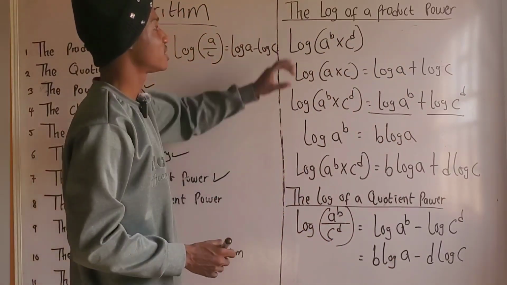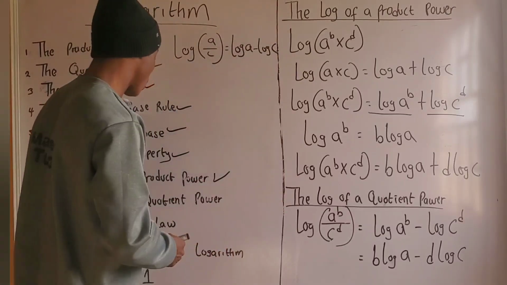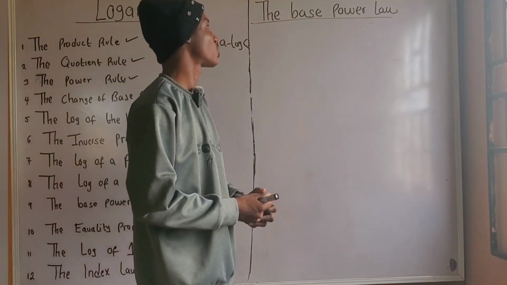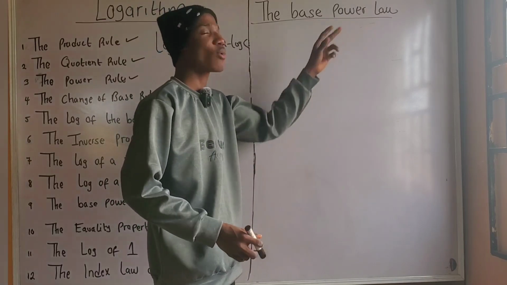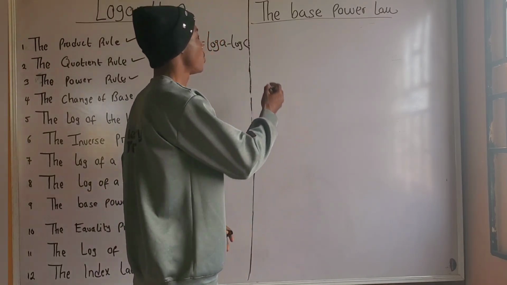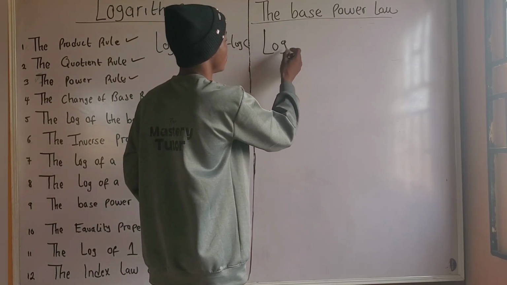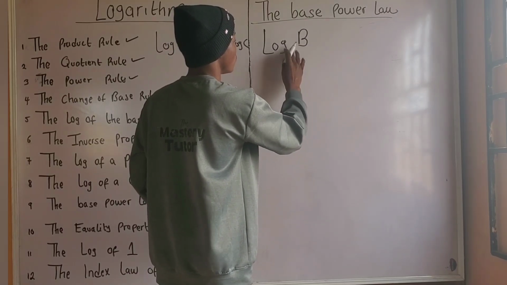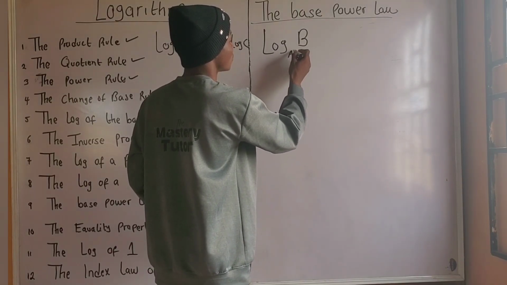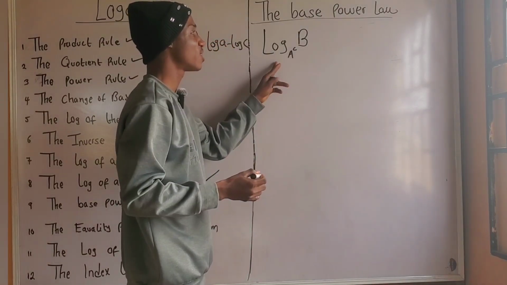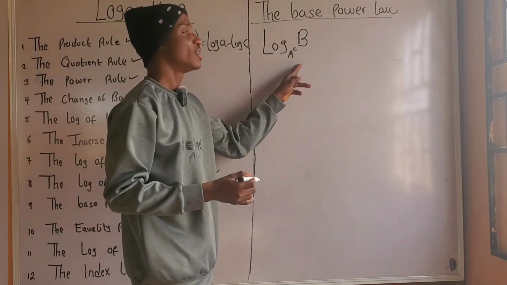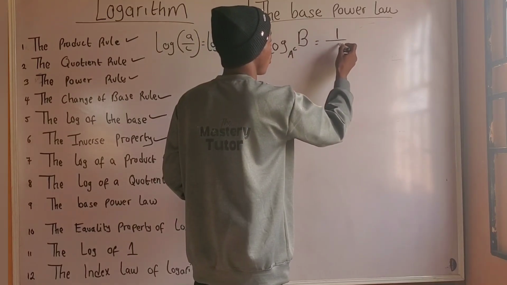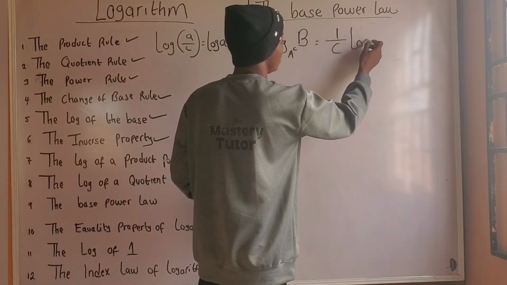Okay, so we've talked about the log of a product power and the log of a quotient power. Another important law of logarithm that we are going to look at is the base power law. That is, if you have a logarithm, maybe log b base a raised to the power of c, you can see that the base of this logarithm is raised to a power. The result of this kind of log will be the inverse of the power multiplied by the log.